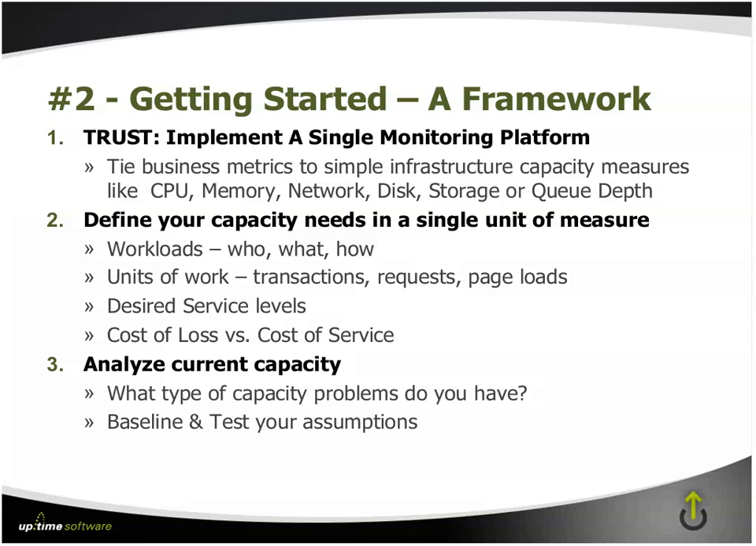Now, step 3 here is, now with the capacity needs defined, now you can analyze current capacity. This is where you ask what type of capacity problems you currently have, how much are you using today, and what you want to do here is you want to start building a baseline and work towards testing your assumptions. Right? For example, do we have the number of users that we thought we have? Does that translate to the unit of work that we had expected?